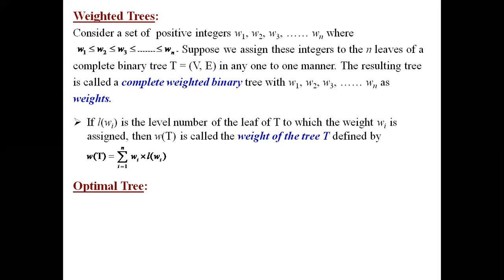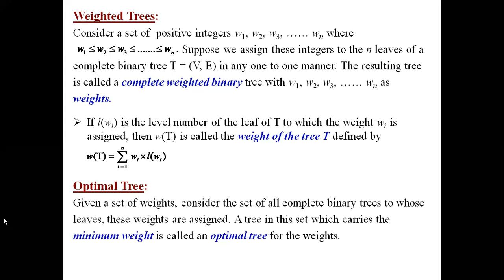Next, optimal tree. Given a set of weights, consider the set of all complete binary trees to whose leaves these weights are assigned. A tree in this set which carries the minimum weight is called an optimal tree for the weights. So we are given a set of weights, and we consider the set of all complete binary trees to whose leaves these weights will be assigned. And a tree in this set which carries the minimum weight will be known as the optimal tree.